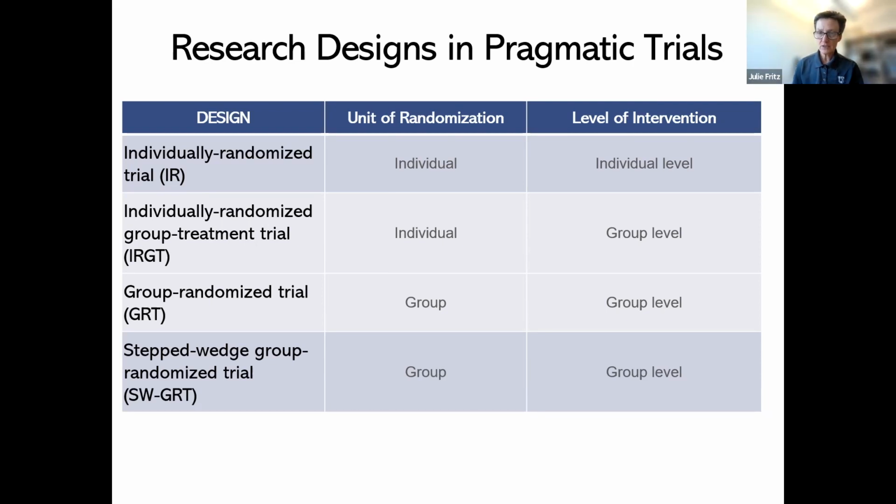And then finally, a special case of a group randomized trial is something called a stepped wedge group randomized trial. The key difference here is whether all groups start at once or whether that's done in a stepped manner. And I'll show you an example of what that means.